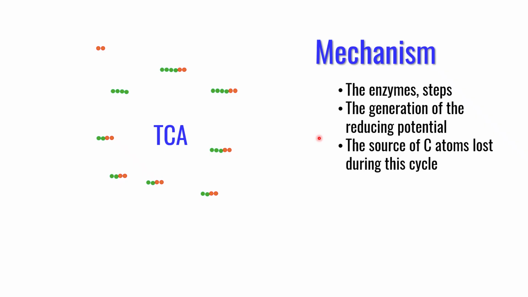Let us discuss the mechanism of TCA cycle. I will focus on three aspects of this cycle. The first one is identifying enzymes and the steps. Second, generation of the reducing potential NADH and FADH2. And third, identifying the source of carbon atoms which are lost during this cycle. The cycle basically begins with the condensation of oxaloacetate with acetyl-CoA forming citrate, a 6-carbon compound and tricarboxylic acid, by the action of citrate synthase enzyme. This enzyme is a regulatory enzyme. We will discuss its regulatory mechanism in the next slide.